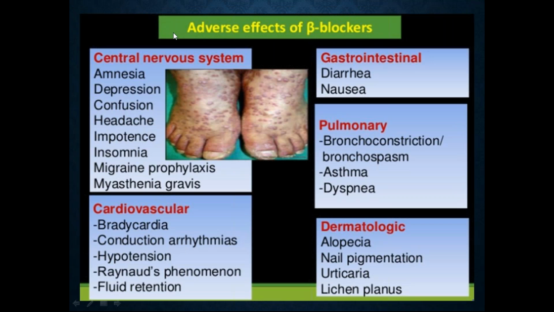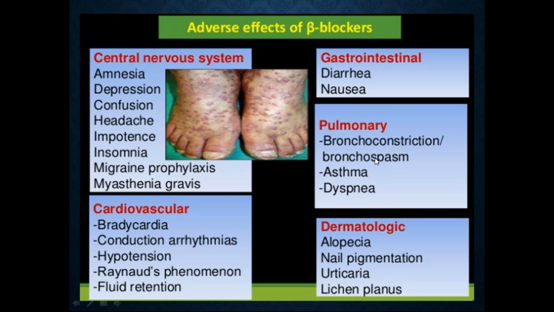Coming to adverse effects on the central nervous system: amnesia, depression, confusion, headache, impotence, insomnia, migraine, and myasthenia gravis. These are all very rare adverse effects. The most acceptable drug to patients will always be timolol, which is a beta blocker. Next, gastrointestinal: diarrhea and nausea if there is some systemic absorption. Pulmonary: bronchoconstriction, bronchospasm, asthma, and dyspnea.